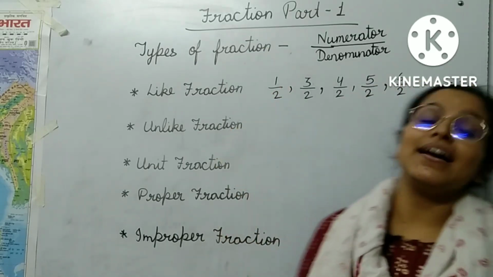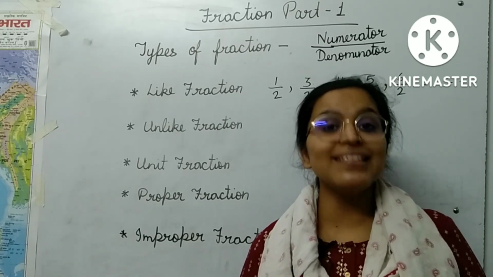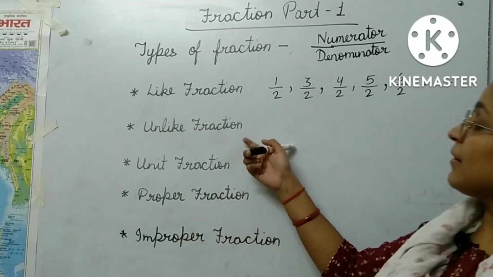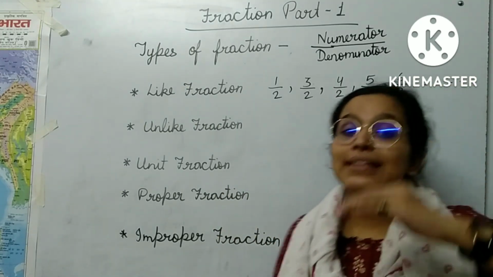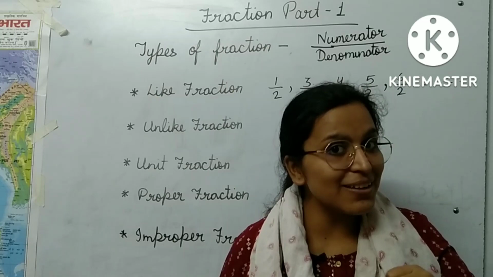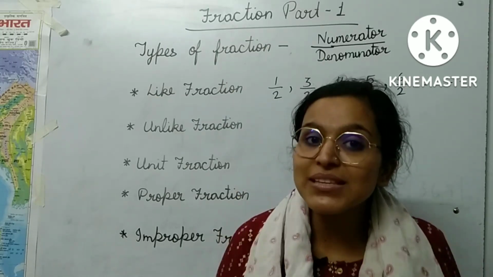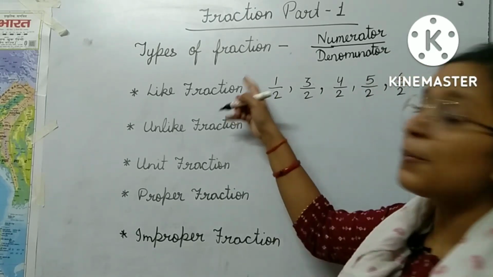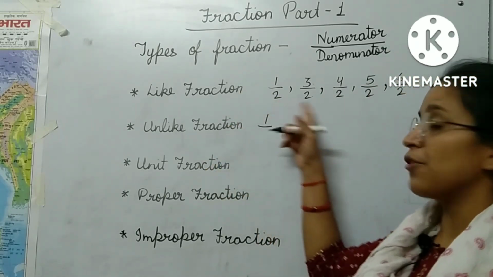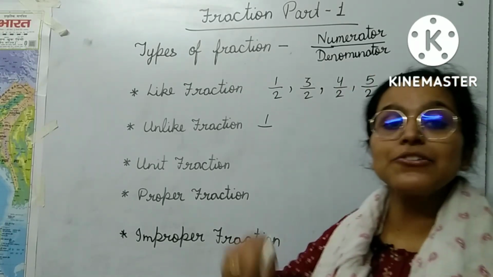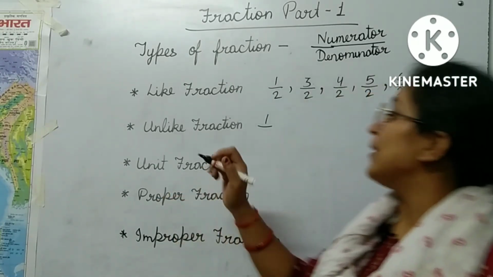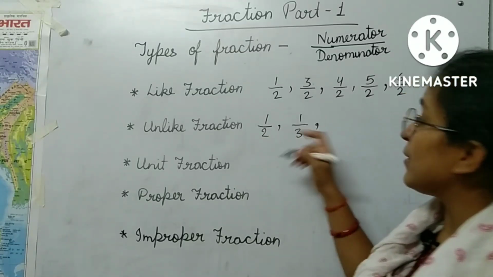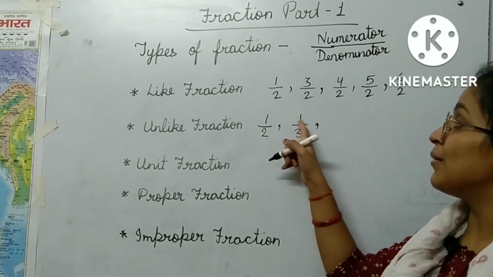Now let's move to another fraction type, and that one is unlike fraction. What is unlike fraction? When the denominator value, the downside value, is different, just the opposite of like fraction. In like fraction, the denominator was the same. In unlike fraction, the denominator will be different. When the downside number is different, don't take it as 1, 1.